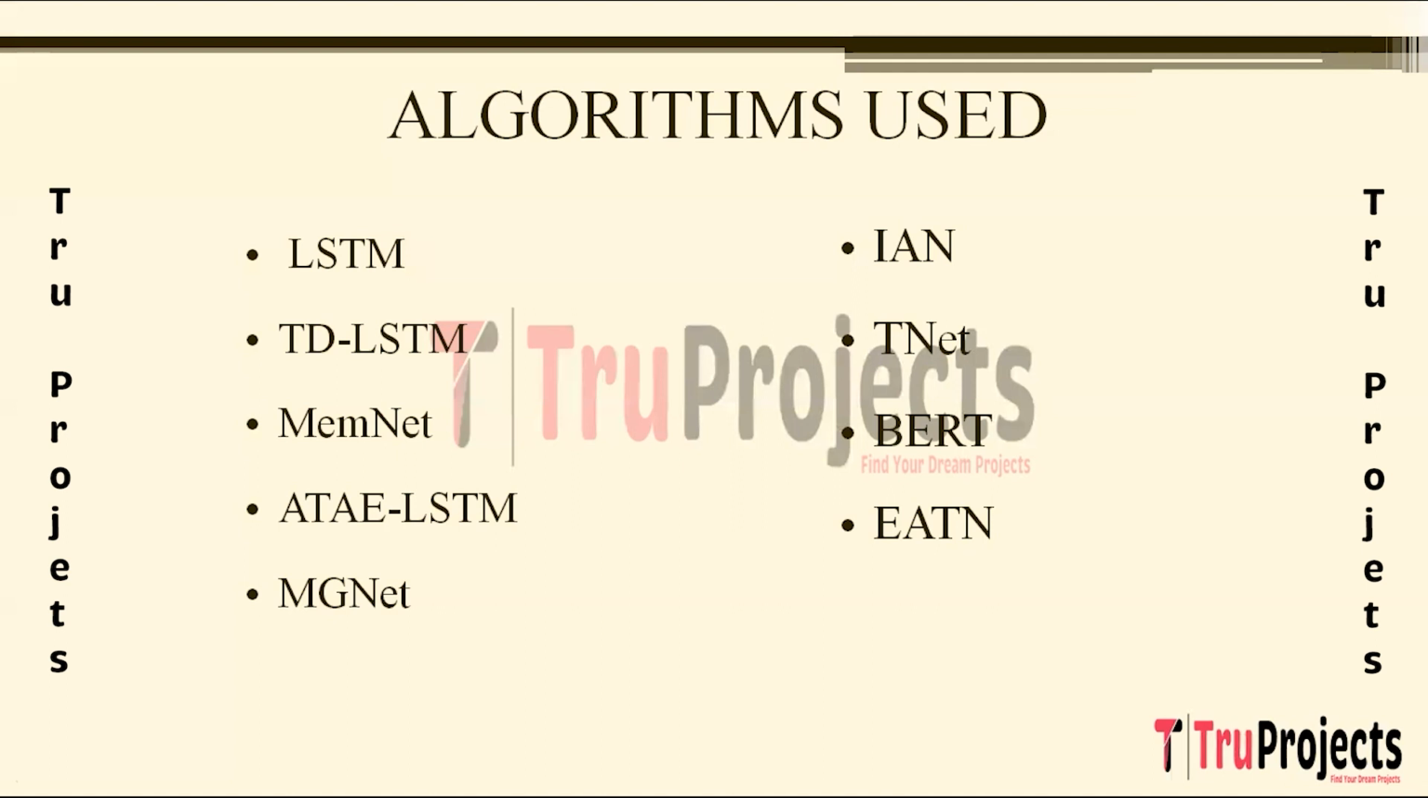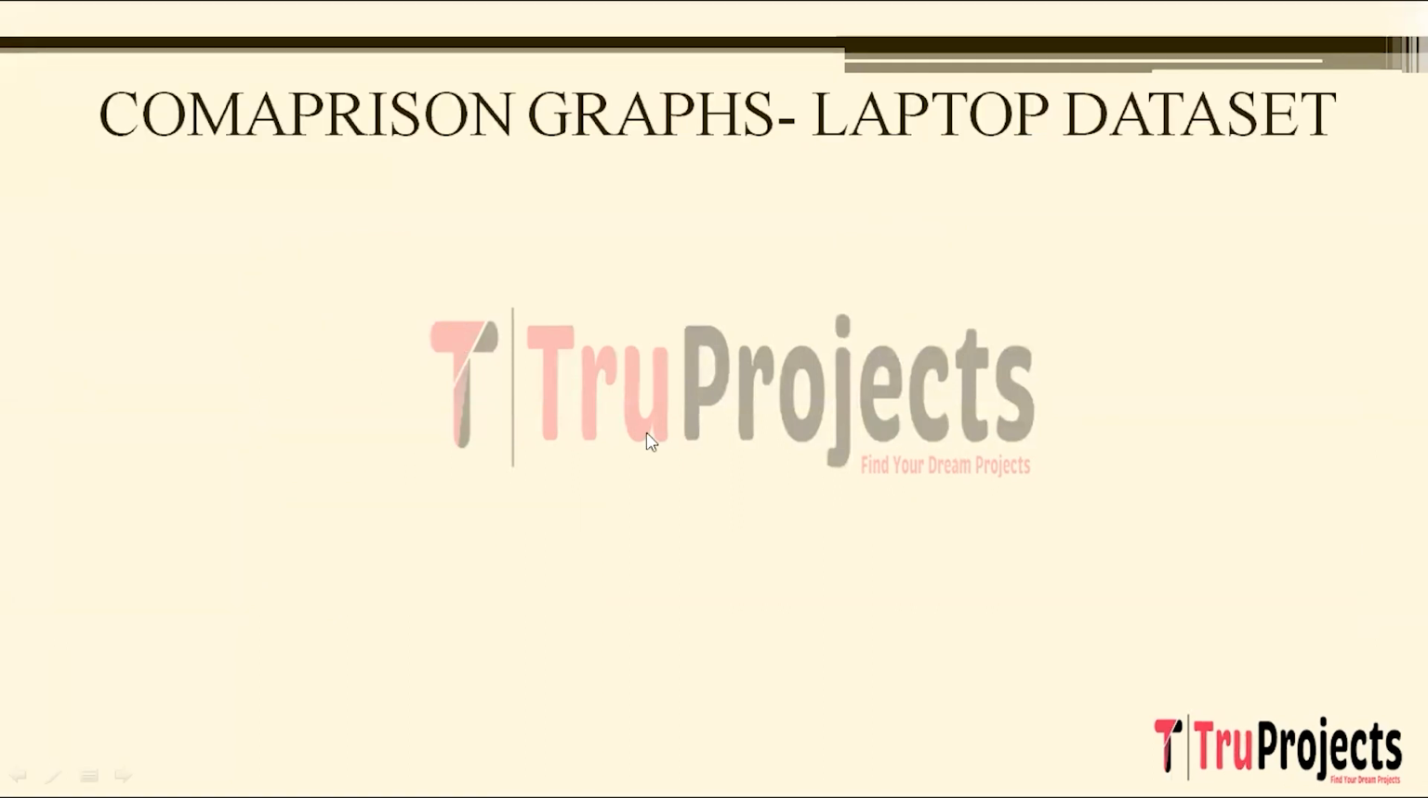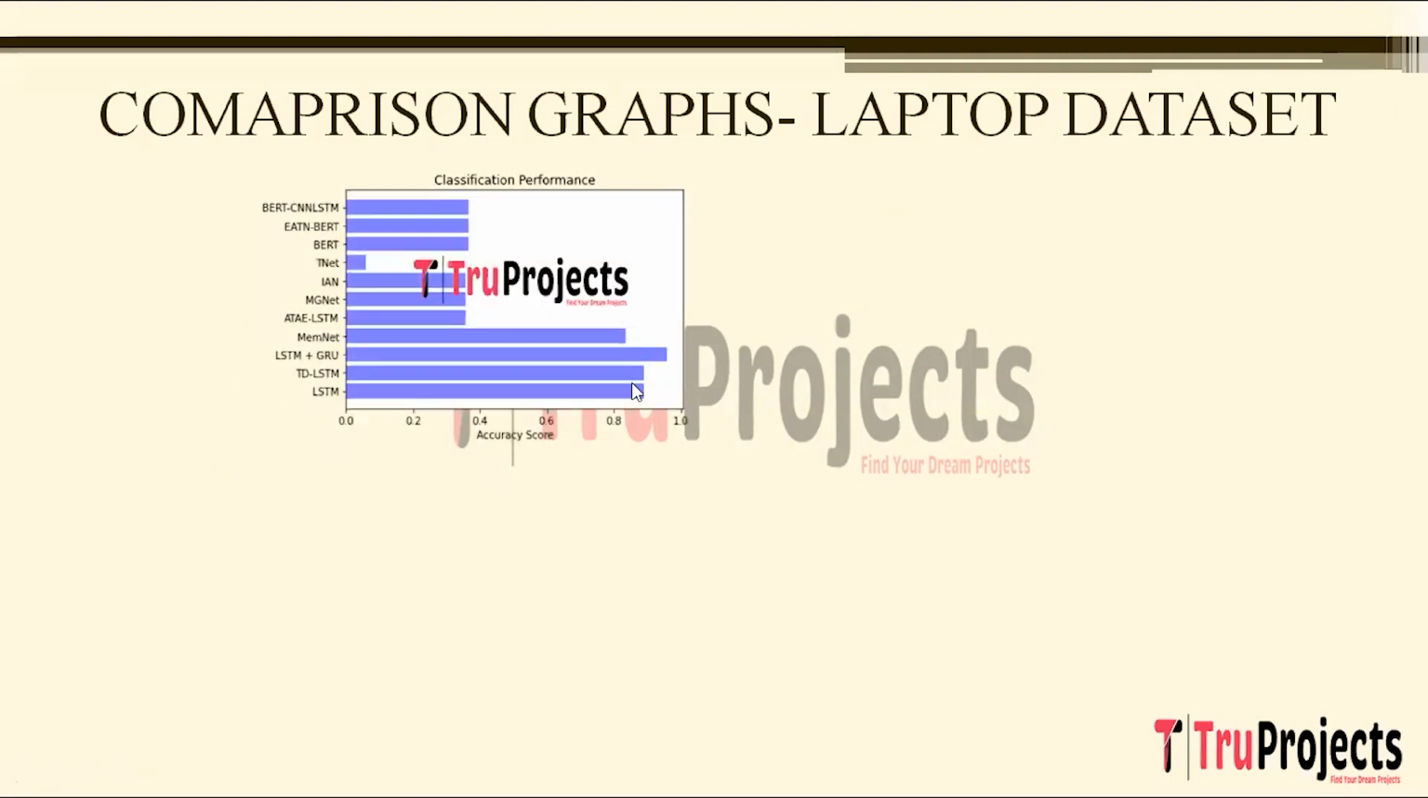Now we'll see the comparison graphs of the algorithms built using the laptop dataset. So this is the horizontal bar graph comparing accuracy scores of different algorithms. In this graph, on the x-axis I have accuracy scores and on the y-axis I have algorithm names. Accuracy measures the overall correctness of predictions, showing the percentage of correctly classified instances.